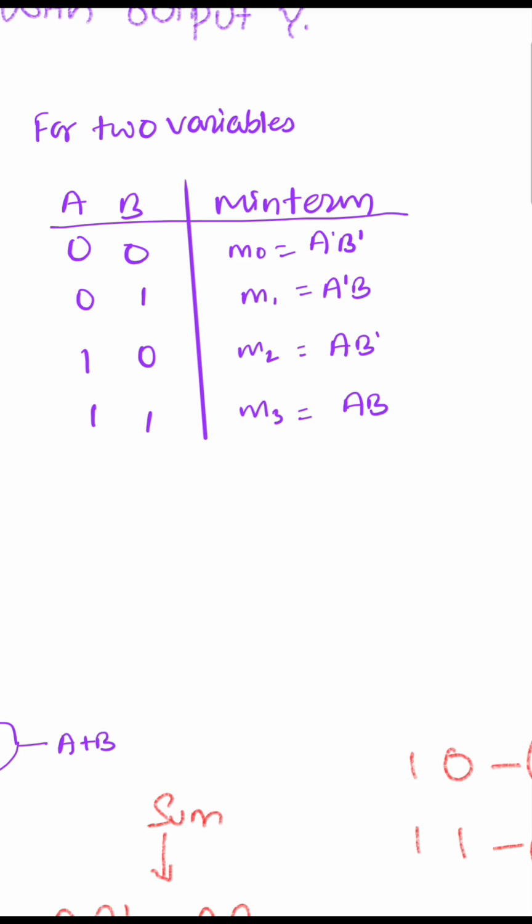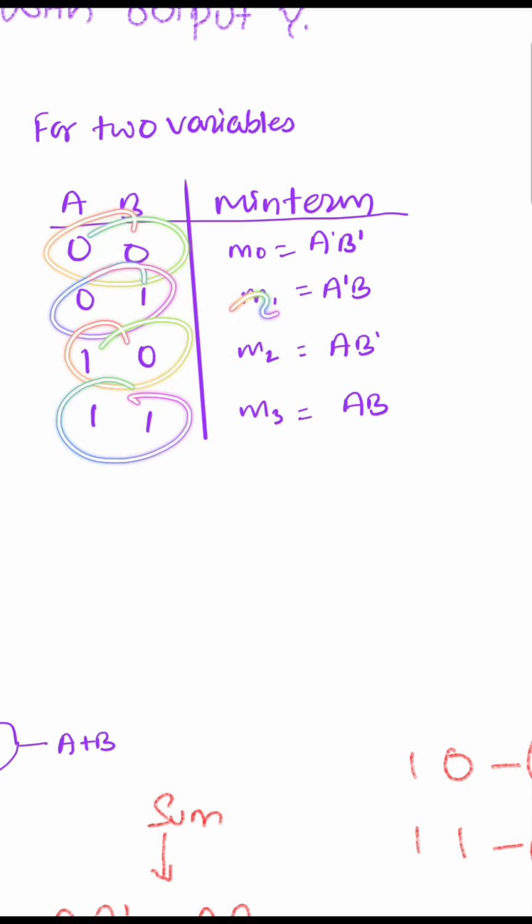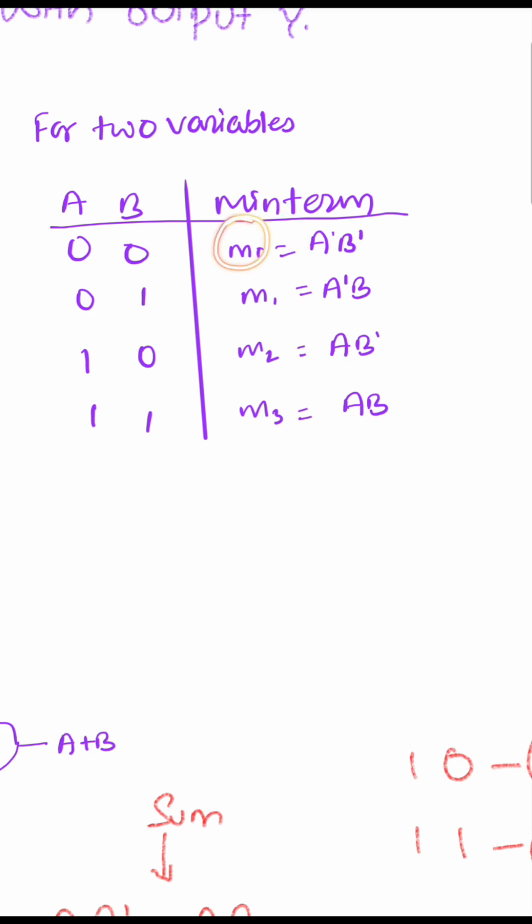There is also a standard for minterm numbering, and for two input variables A and B, the combinations can be 00, 01, 10 and 11, and minterms are generally represented by small m0, m1, m2 and m3. And for inputs 00, the minterm is A complement B complement. Where there is a 0, you add a complement to that variable. So similarly, there is also B complement.